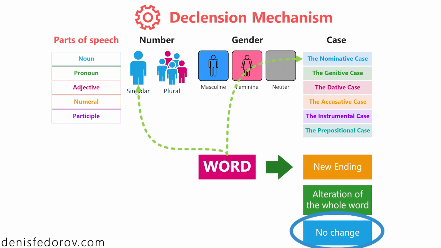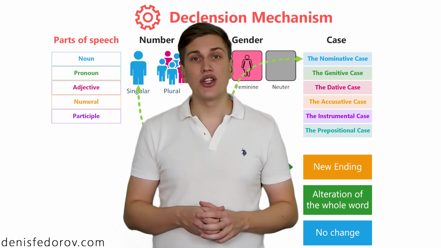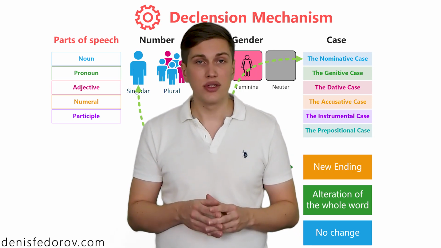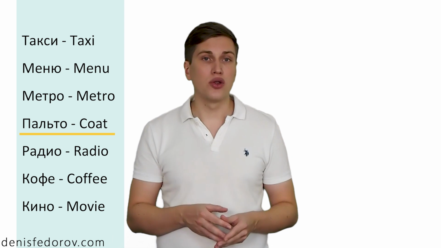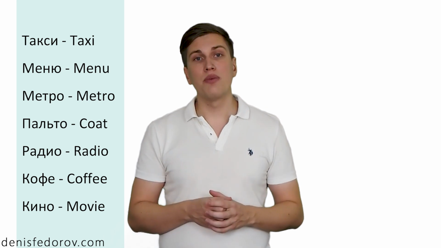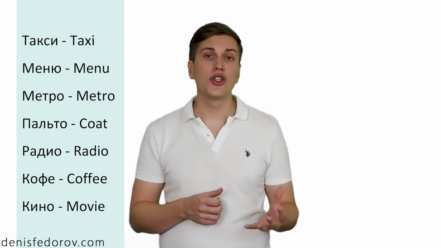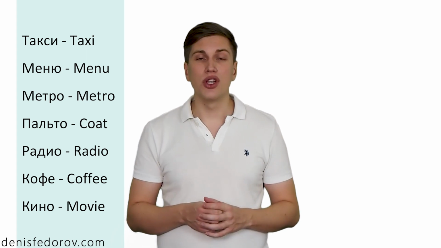Third, let the word stay in its original form, the least common variant. The thing is that some nouns borrowed into Russian from other languages are indeclinable, so they do not obey Russian grammatical rules and never change their endings regardless of the grammar of the sentence. Like такси, меню, метро, пальто, радио, кофе, кино. These were the most common examples for the indeclinable foreign words, and they behave according to a pattern that is very similar to English. They simply stay in the original form no matter what.